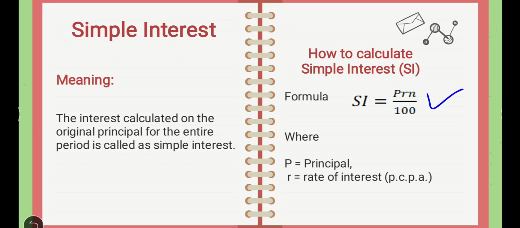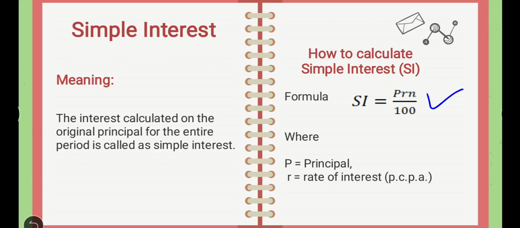So the rate of interest is given per capita per annum. For example, rate of interest is 10%. It means 10% per annum. So 10% means 10 rupees for 100 rupees, and for the whole year. So this rate of interest is given in the form of per capita per annum. Also we can say percentage per annum.